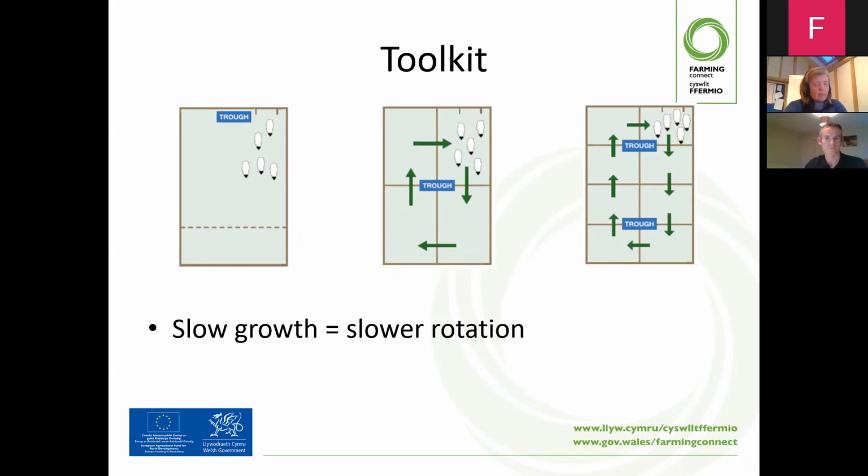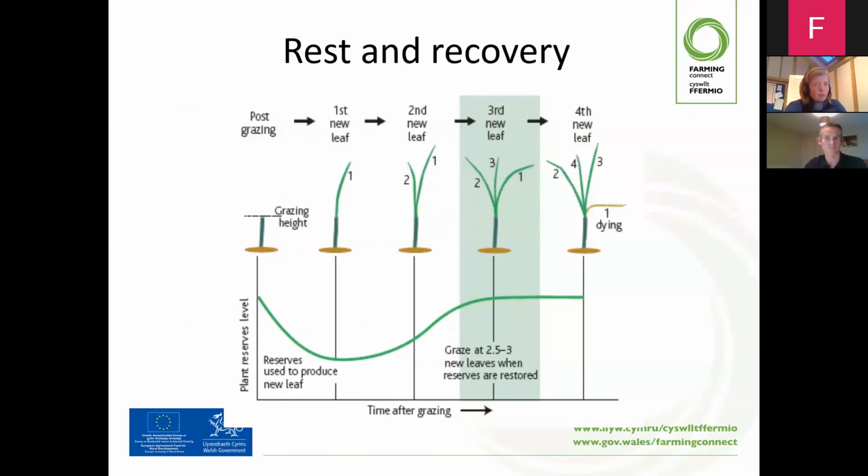It could be that you're using them for different types of stock at different points of the year. But the key thing to remember is as grass starts to slow down, you have to slow the rotation just to give it a chance to catch up with itself. That's really driven by the rest and recovery period that we've talked about. You're trying to give the grass that has been grazed the most chance possible to go through these various stages to make sure it's at that third leaf stage before those animals return.